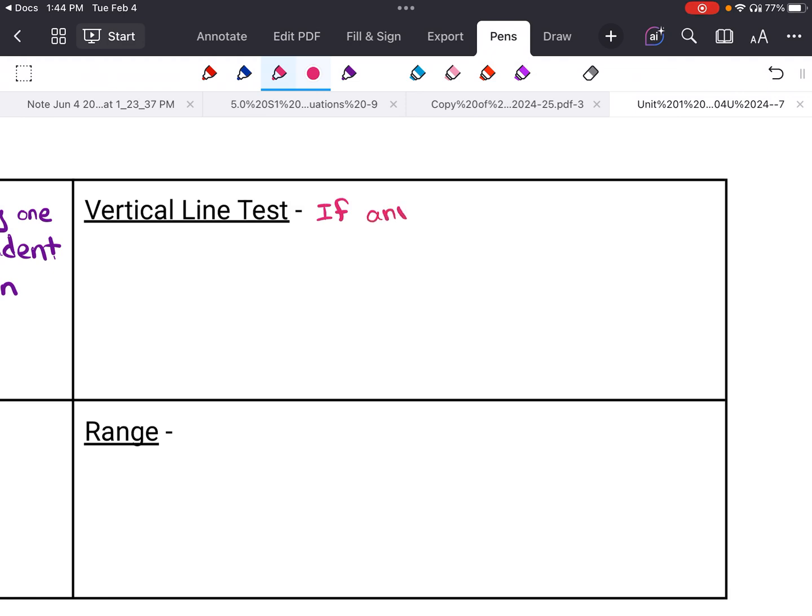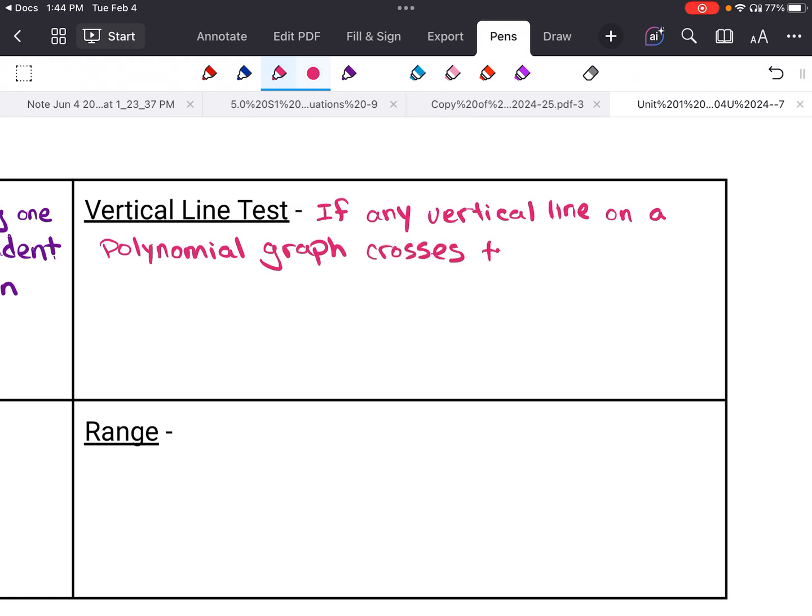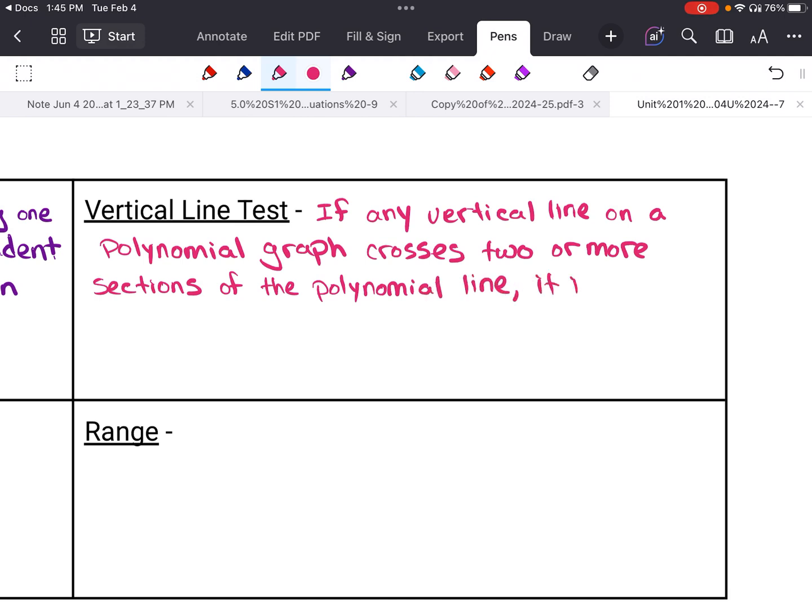Sorry about that. If any vertical line on a polynomial graph crosses two or more sections of the polynomial line, it is not a function.